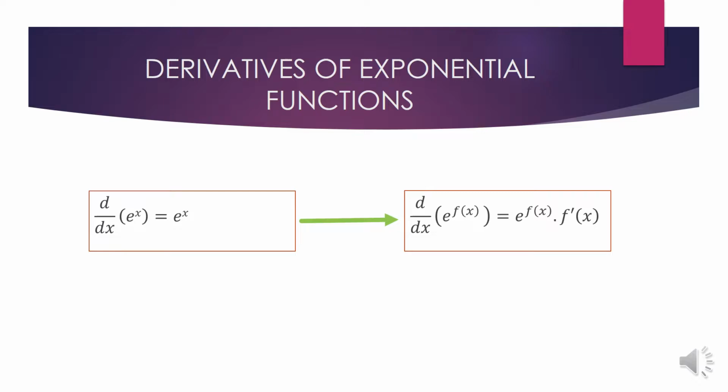However, if we differentiate e to the power of f(x), the differentiation will follow the rule for differentiating e^x, but we need to replace x with f(x) and multiply by f prime x. We write it as: the derivative of e to the power of f(x) is equal to e to the power of f(x) times f prime x.